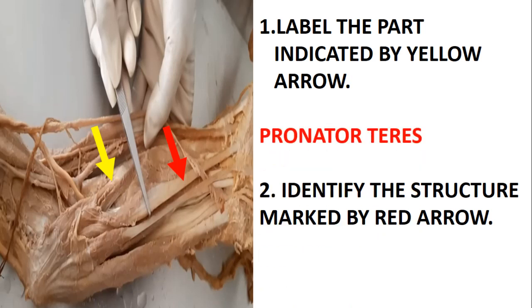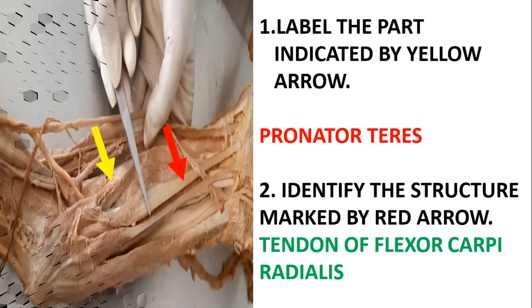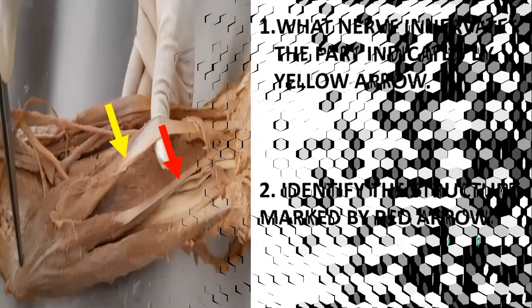Identify the structure marked by the red arrow. This muscle is also coming from the same region and it's going to the radial side of the hand, and it has this long tendon. This muscle is the flexor carpi radialis, but since we are looking at that structure, it means it's the tendon. So it's the tendon of the flexor carpi radialis. Let's quickly move on and look at the next structure.